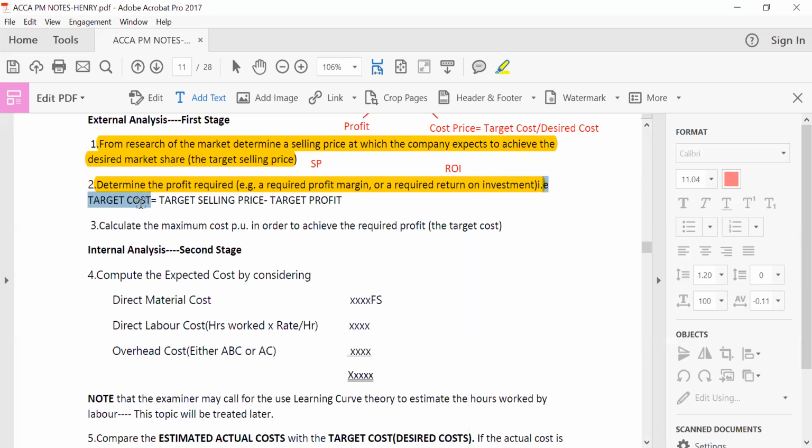We can estimate our target cost as the target selling price minus the target profit. And I've indicated that a target cost is also called a desired cost. A target cost is also called what? A desired cost. Then we come to step number 3. Step number 3 says we calculate the maximum cost per unit.